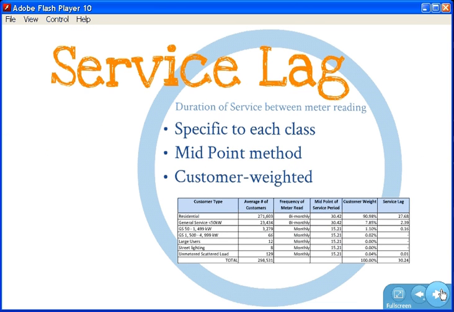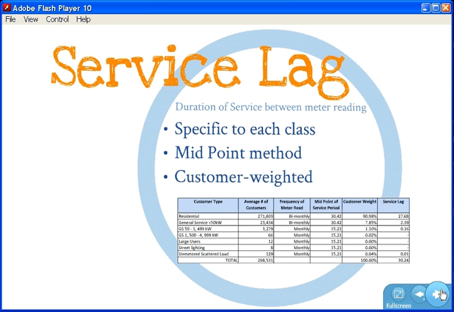With respect to the service lag, it has to be specific to each class because most of the time the actual service lag will be different for each class. Also, we're going to use the midpoint method with respect to service lag. The reason is lead lag study is about measuring start and end date, or when you provide a service and when you get paid for it. In the case of electric service, it's provided on a continuous basis. So we must find a way to decide when is the start date. In this case, the midpoint method basically averages the start and end date of the meter reads.